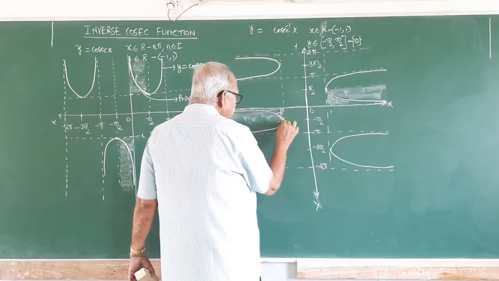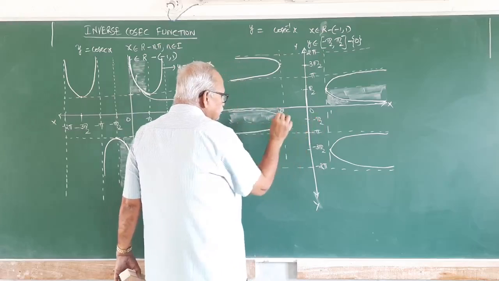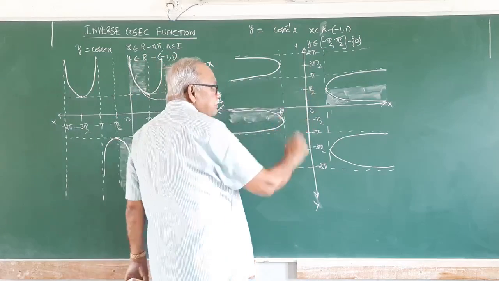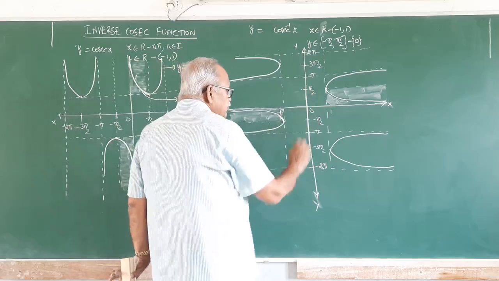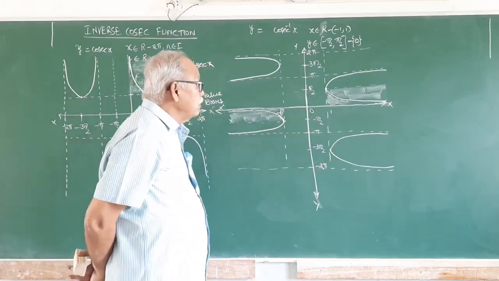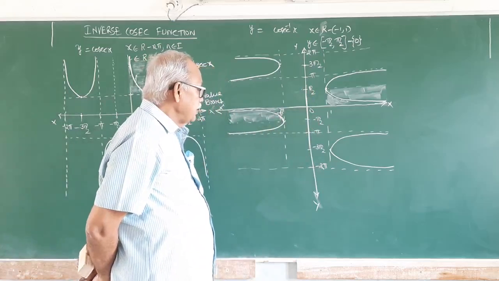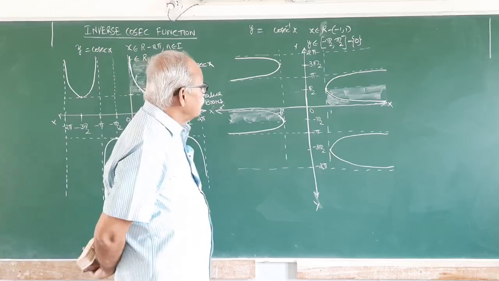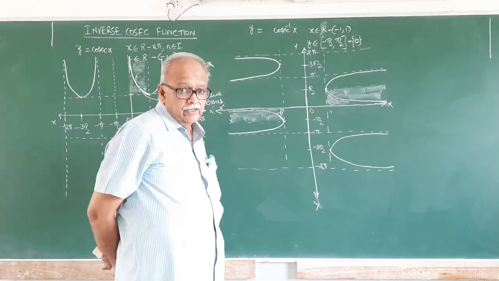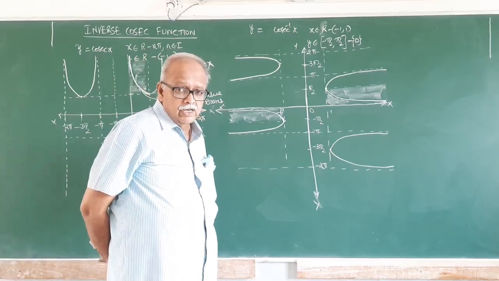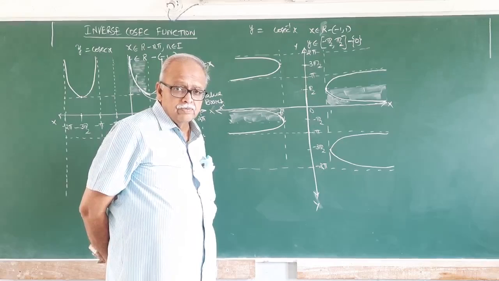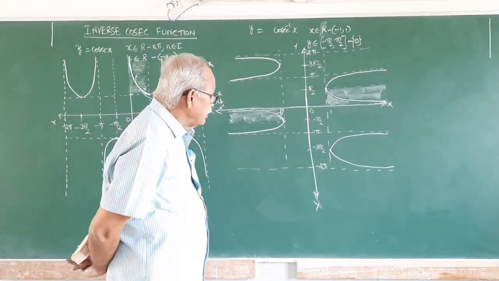Minus 1, minus pi by 2. Minus pi by 2 to pi by 2. But 0 should be excluded, because there is no value of cosecant inverse of 0, that is infinity. Cosecant inverse of 0 becomes infinity. Cosecant inverse of minus 1 becomes minus pi by 2. Cosecant inverse of 1 becomes pi by 2. So this is the value.